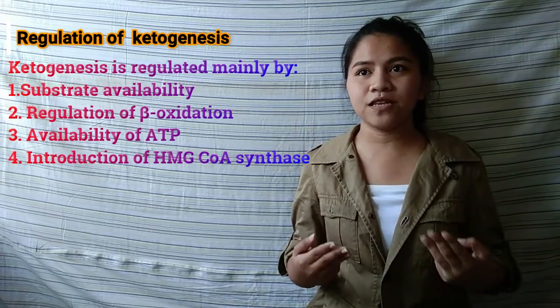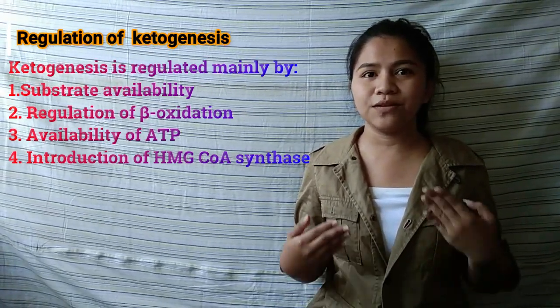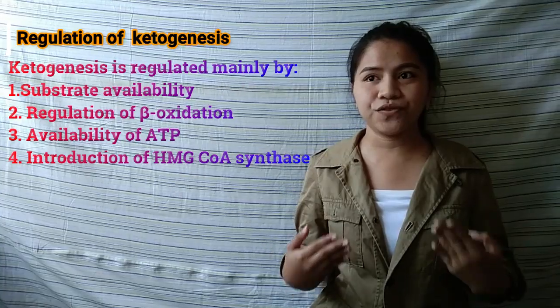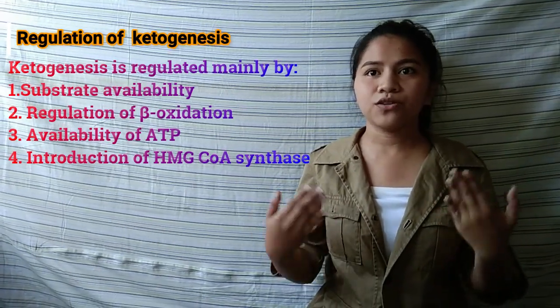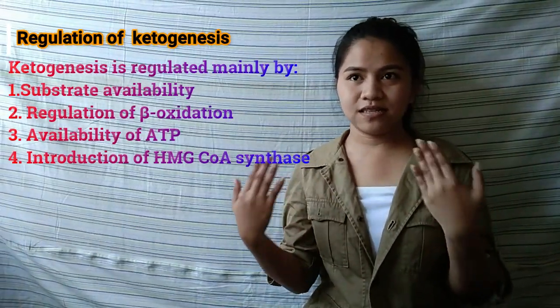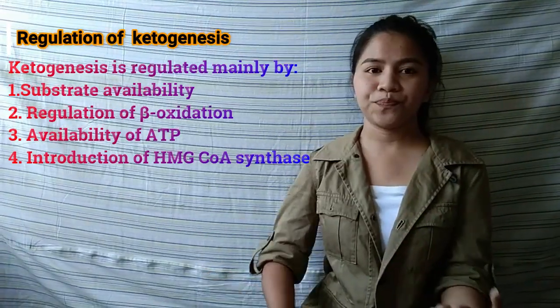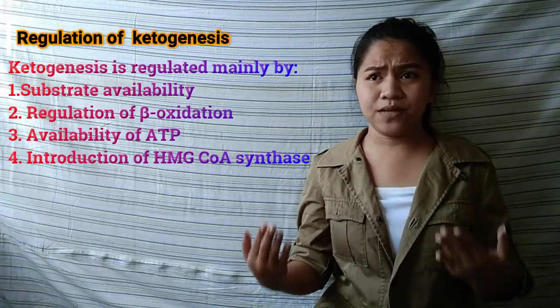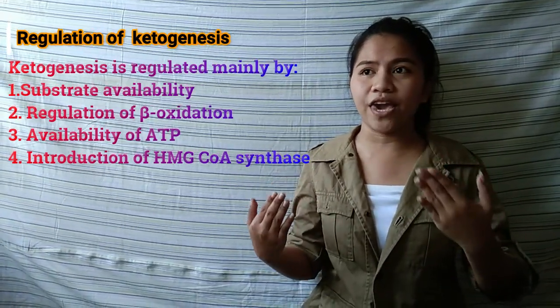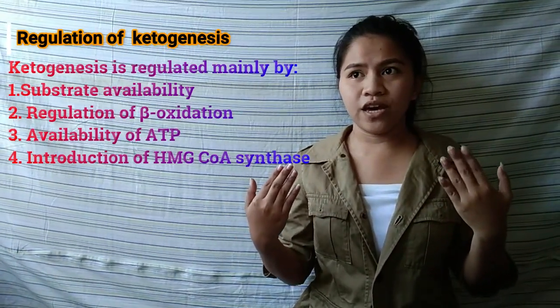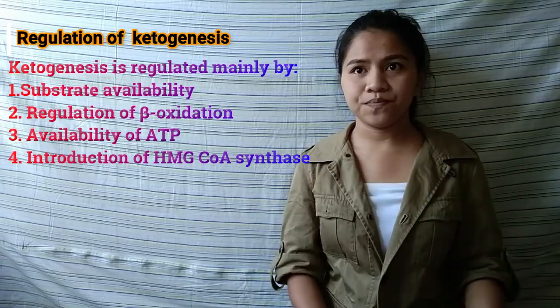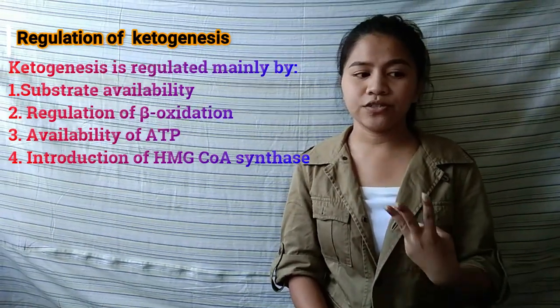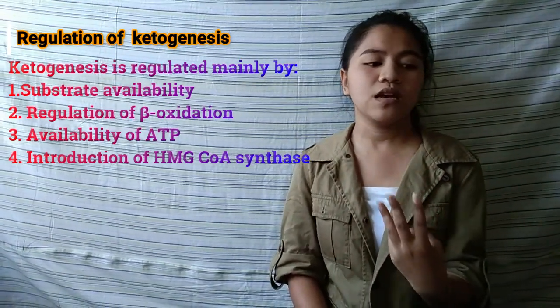Third, we have the availability of ATP. Increased beta oxidation results in more production of ATP through the citric acid cycle in the liver. This results in increased availability of acetyl CoA for ketogenesis.